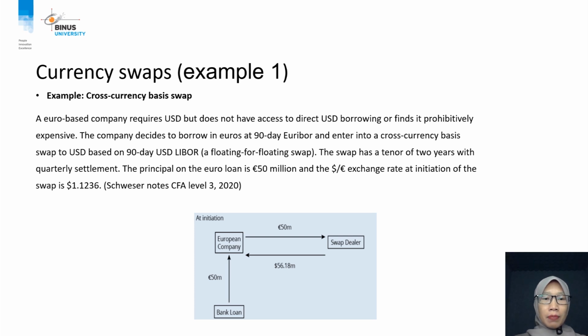A euro-based company requires USD but does not have access to direct USD borrowing or finds it prohibitively expensive. The company decides to borrow in euros at 90-day Euribor and enter into a cross-currency basis swap to USD based on 90-day USD LIBOR. The swap has a tenor of 2 years with a quarterly settlement. The principal on the euro loan is 50 million euro, and the dollar per euro exchange rate at initiation of the swap is $1.1236. So this is the figure.